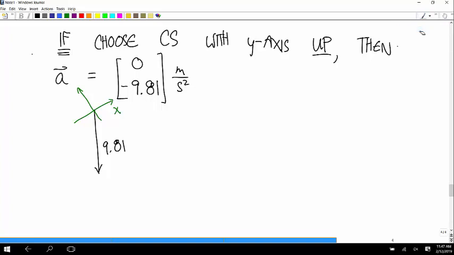Question? I was wondering, if for example the y-axis is going down, then... Exactly. Well, let's stop there. We didn't get to any problems, but next time we will.